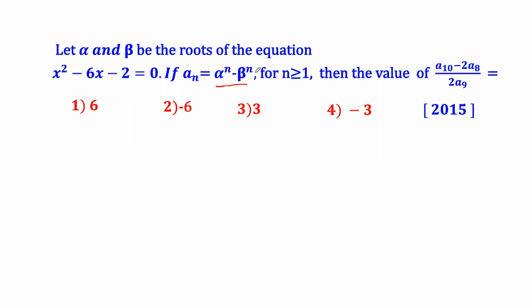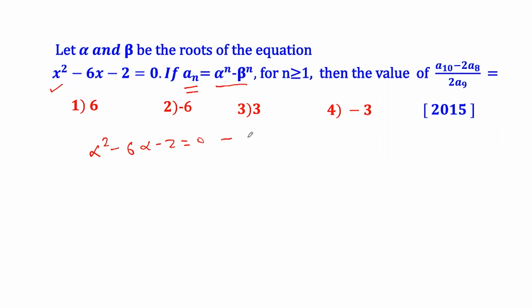The next one, again, a beautiful question, right? Almost 3 times IIT Mains or Advanced have asked this question, in different forms. An is defined as alpha to the power n minus beta to the power n, and a10, a8 and a9, we have to find the relation between these, right? So how to establish the relation? See, alpha and beta are the roots of this equation. So alpha will satisfy this as well as beta will satisfy this, right?